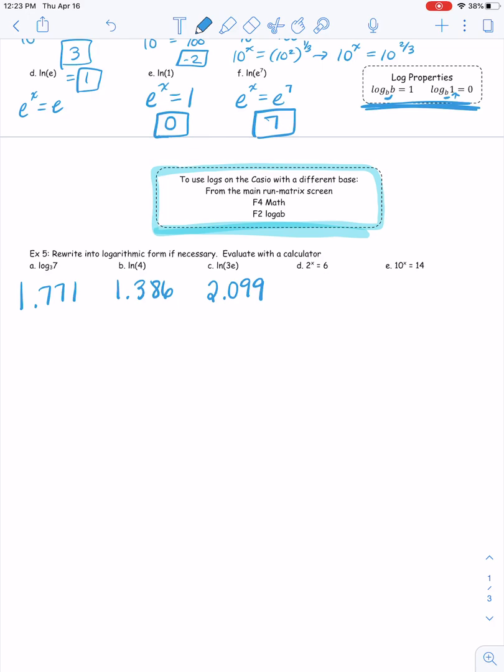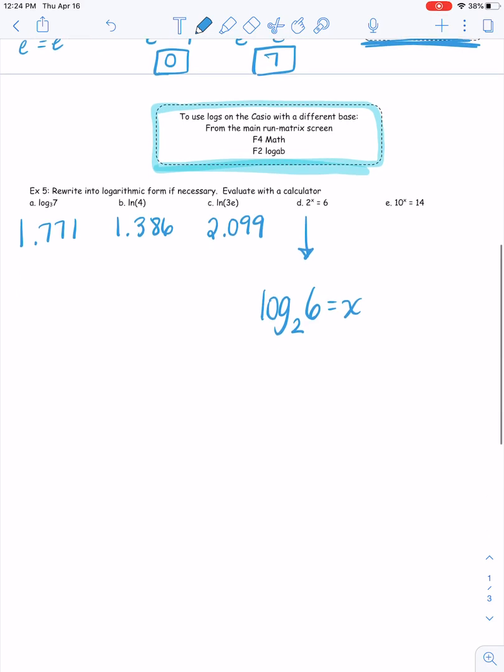For D, like I said, you're going to want to rewrite that into the log form to put it into your calculator. So this is a base of 2. So rewriting this would be log base 2, argument 6 equals x. So you're going to do log base 2 of 6. You're going to hit enter, and you're going to get that value of x, which is about 2.585.